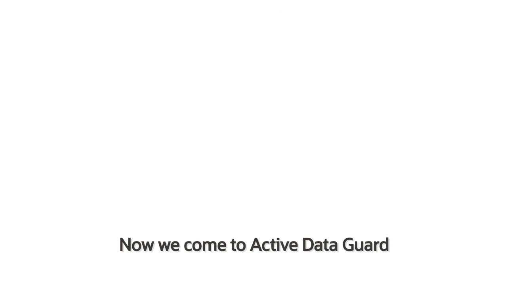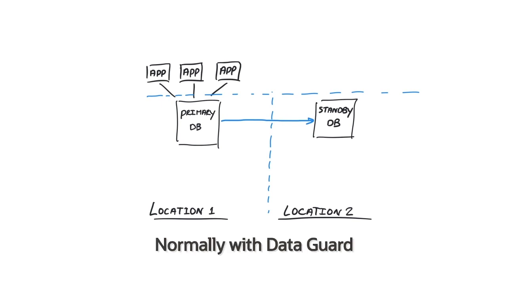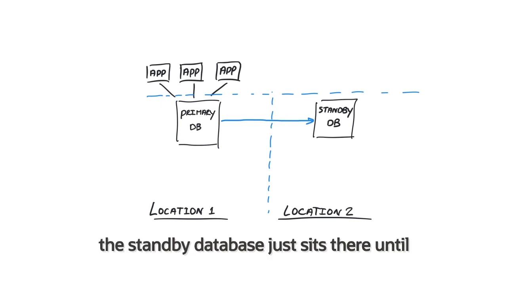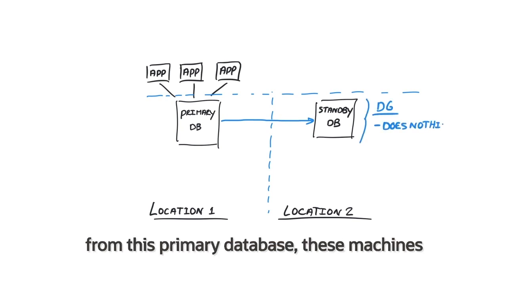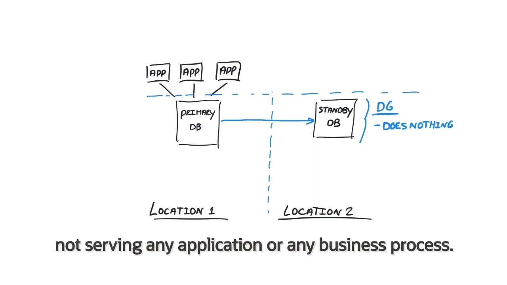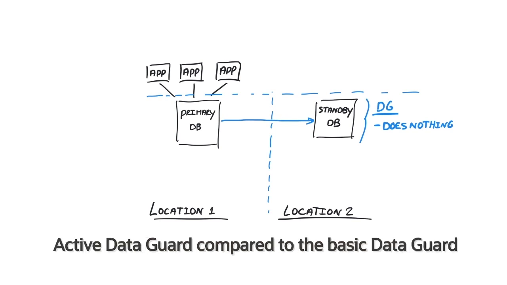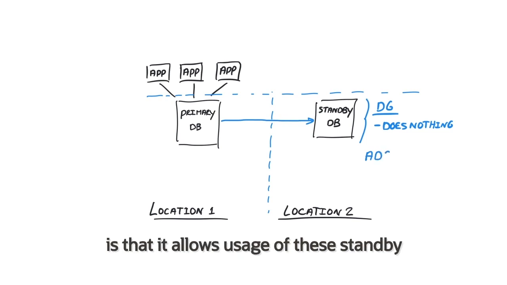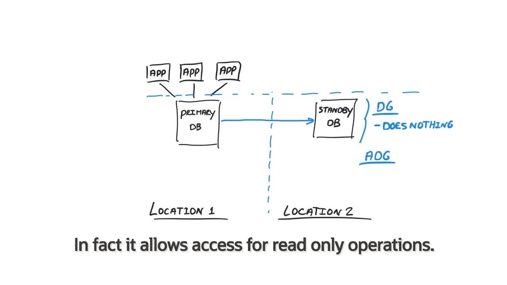Now we come to Active DataGuard, and this can do everything the DataGuard can do plus a bit more. Normally with DataGuard, the standby database just sits there until a failure occurs. Apart from receiving updates from this primary database, these machines really don't do anything at all. They're not serving any application or any business process. The most important addition of Active DataGuard compared to the basic DataGuard is that it allows usage of this standby database for more than just synchronizing the data. In fact, it allows access for read-only operations.